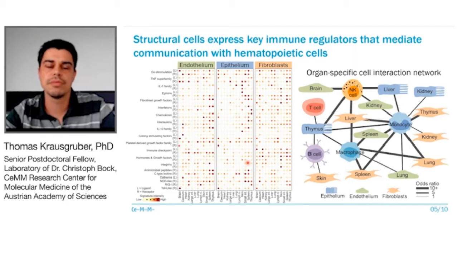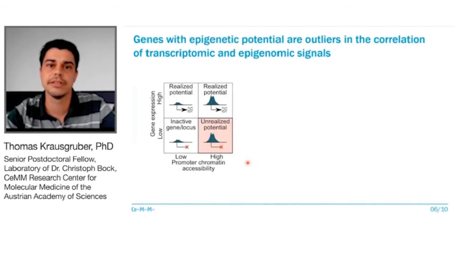However, the true novel biology that we found is when we combined our transcriptomic and our epigenomic data. Because when we integrated our data, we found genes with an epigenetic potential, and those showed up as outliers in the correlation between the transcriptomic and epigenomic signals. And what I mean by that is depicted here in this graph. So usually we would expect, if there's high promoter chromatin accessibility, that there's also high gene expression. In this case, we would talk about the realized potential of a certain gene. This is in contrast to low promoter chromatin accessibility, where we expect that there's also low gene expression.